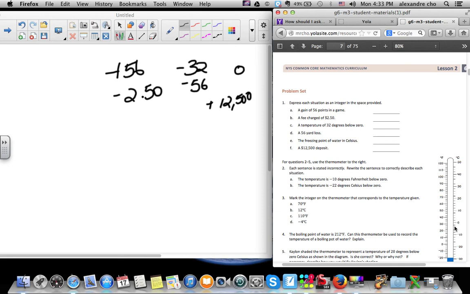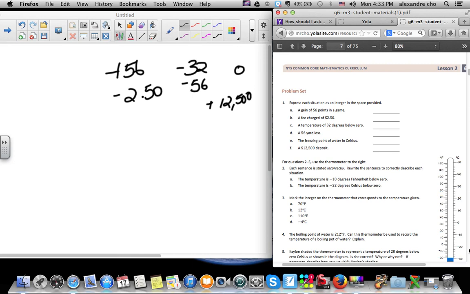The boiling point of water is 212 Fahrenheit. Can this thermometer be used to record the temperature of a boiling pot of water? Well, let's look for 212 Fahrenheit. Well, it doesn't go that high. 12 Fahrenheit would be about here. And yeah, it wouldn't work, because the scale doesn't go that far up.